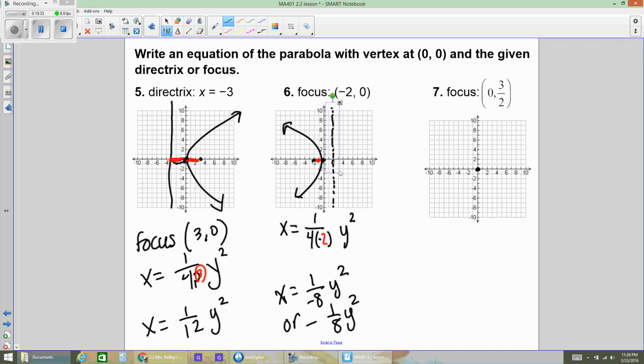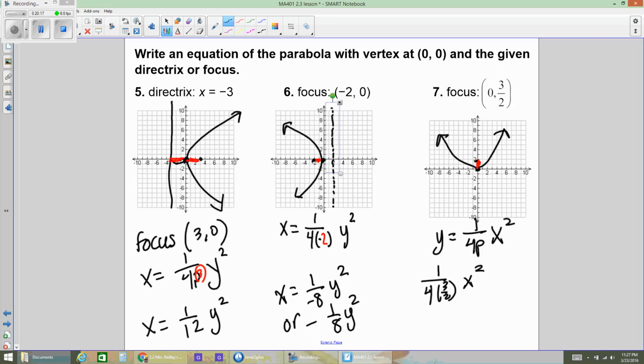Yay, last one. I've got my vertex. Focus, it says, is at 0, 3 halves. So that's right here. Focus is always in the dish, guys. So that means this guy's opening up. Up is going to be an x squared, so I've got y equals 1 over 4p x squared. What is the distance right here, the distance from the vertex to the focus? Well, it's 3/2. So we're just going to have a little bit of math here, but we can handle that. It is math class after all. 3/2 in there.